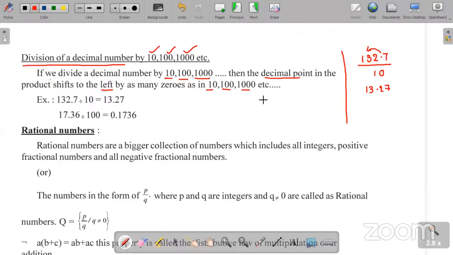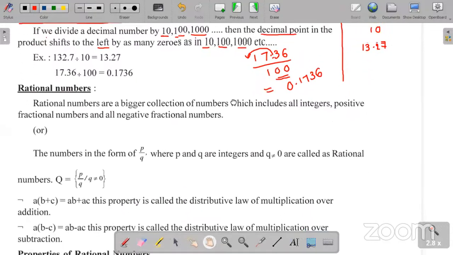Suppose, for example, you divide 17.36 by 100. Now what will happen? In 100, how many zeros are there? Two zeros. So the point should be shifted to the left side by 2 places. Already we have 2 places here, 1, 2. So the point will be shifted to here now. That's why this becomes 0.1736. I hope it's very clear to you.